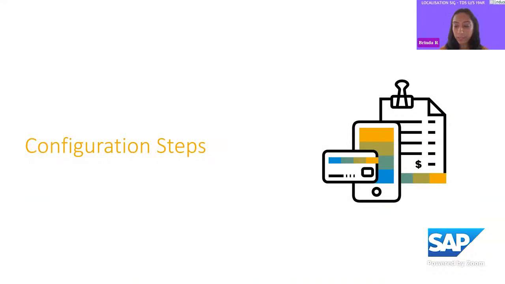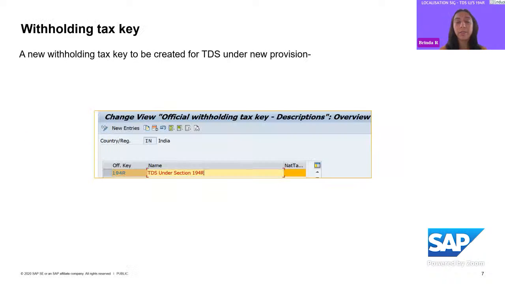Then let's quickly move on to the configuration steps, how to enable this 194R in your respective SAP systems. The first thing is, like any other section of the Income Tax Act, you will have to create a new withholding tax key for this TDS. So 194R is the new official withholding tax key that should be created in your system.